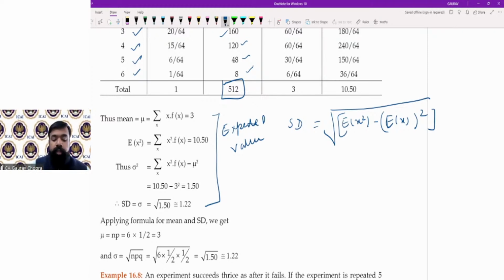So here this formula is used. This will also give the same result, but we have used the shortcut one, root npq. So our answer is root 3 by 2, or you can write root 1.5. That is 1.22 is the answer. Okay.